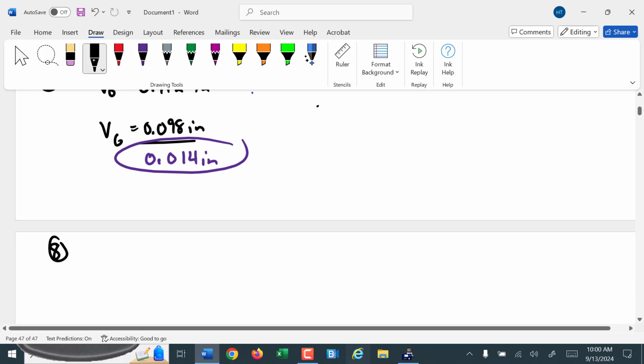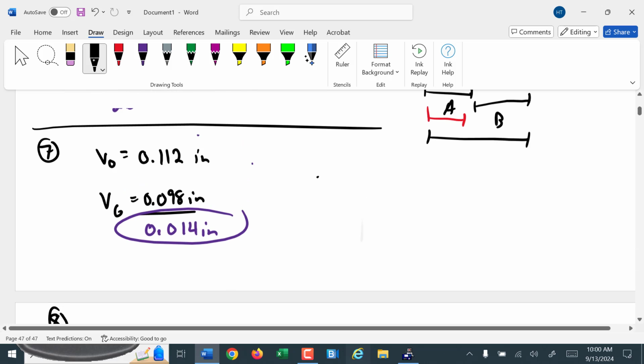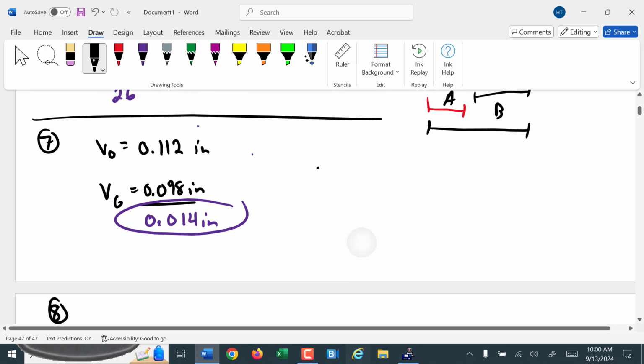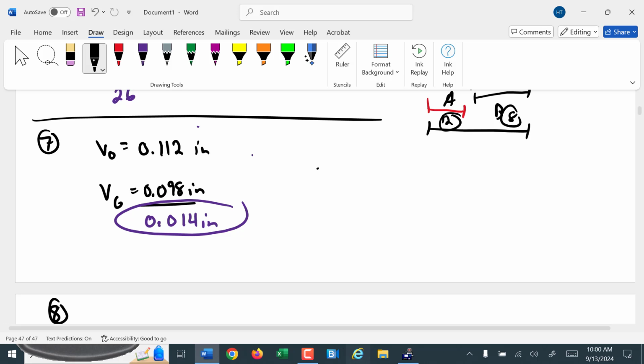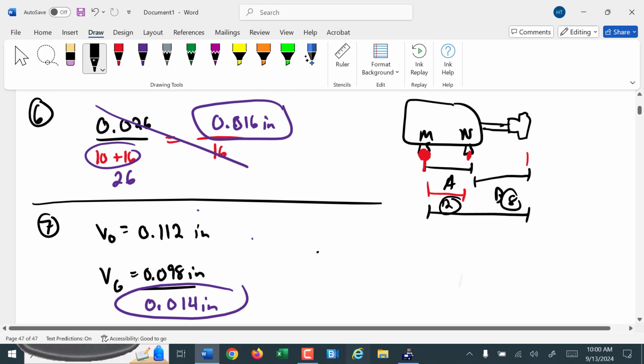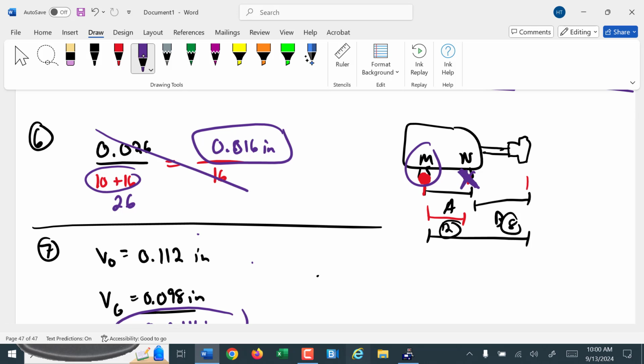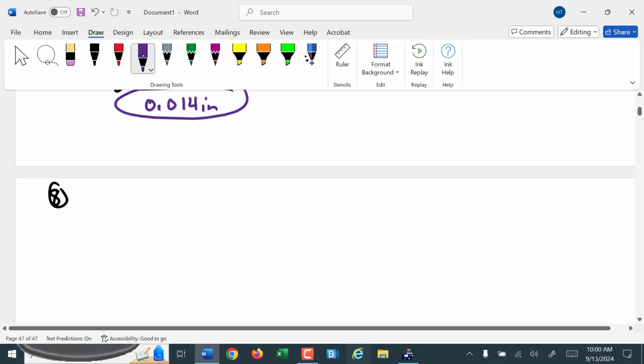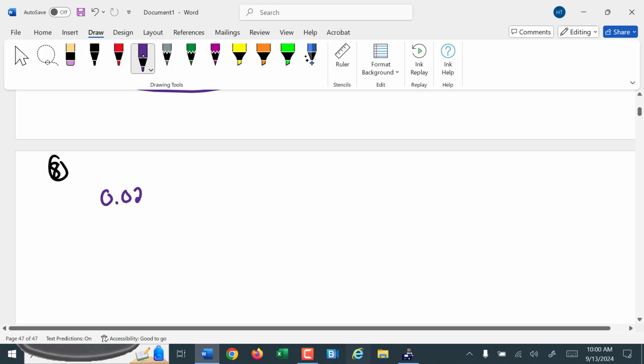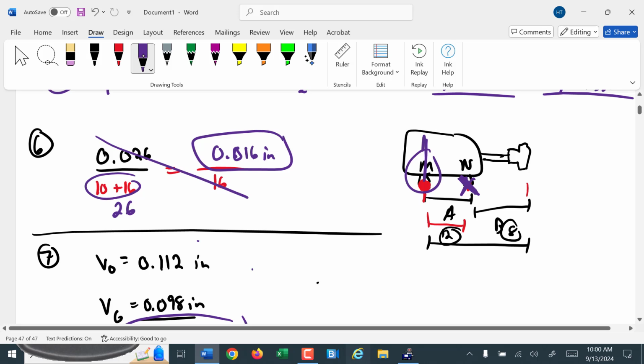Number 8. So same picture, only now A is 12 and B is 8. This time we're going to be shimming the foot M. So we're going to be shimming here. So N is going to be our pivot. Now, we want to know how much would the end of the shaft drop if we had 0.027 inch shims. So the shims are going to go here at point M.